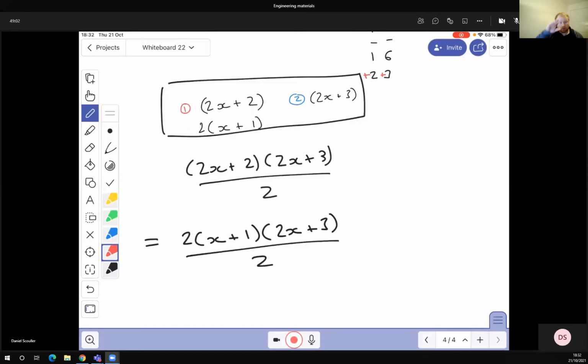Now if you've got multiplied terms up the top and you've got a common number down in the bottom, in the denominator, you can cancel out. So those 2's cancel out.